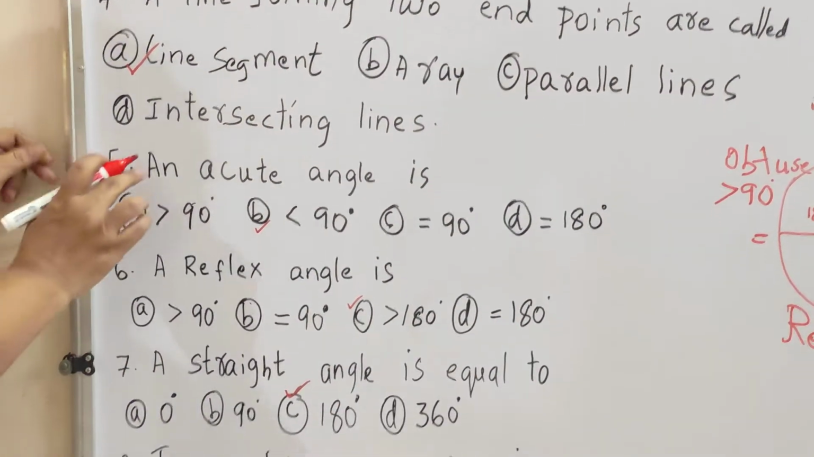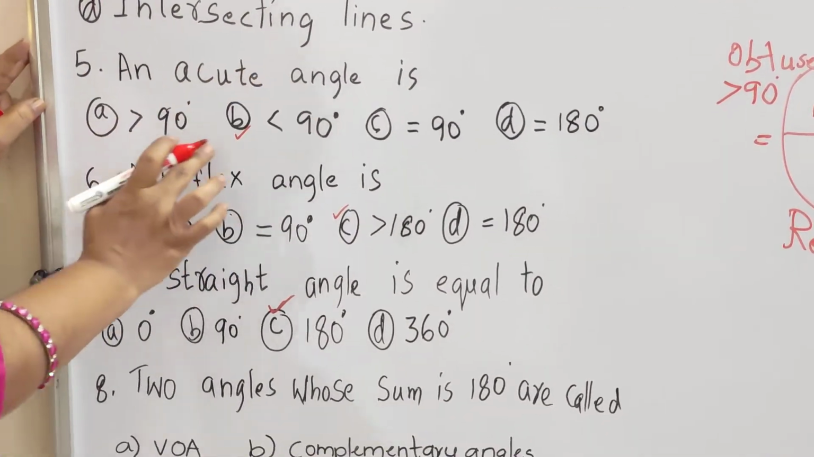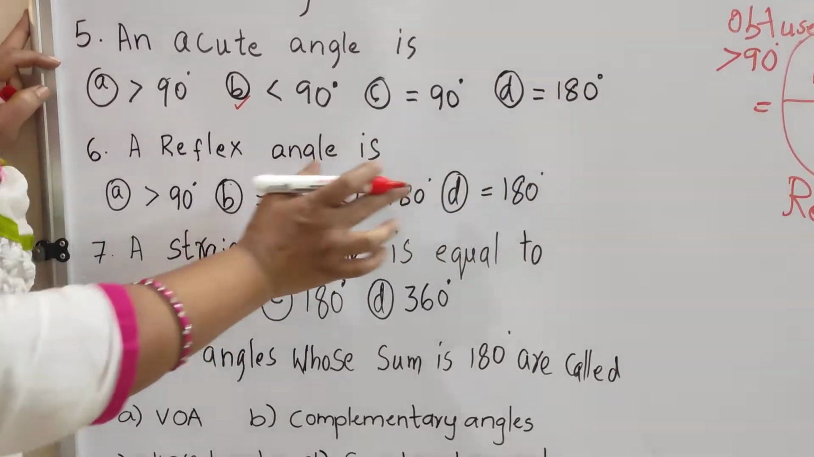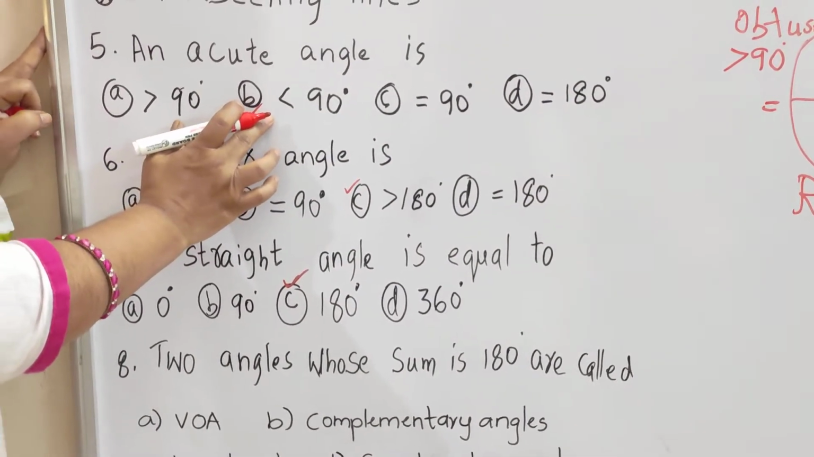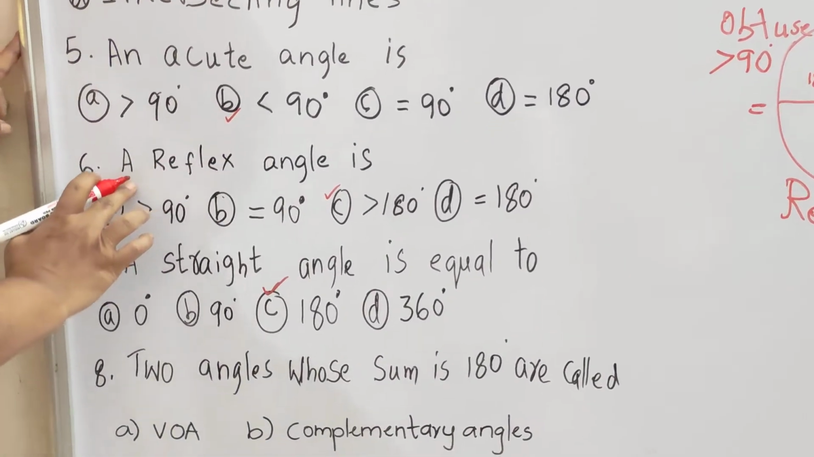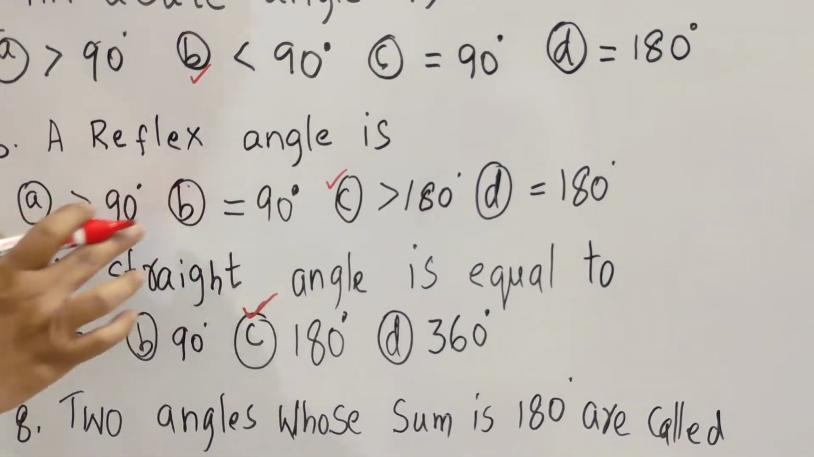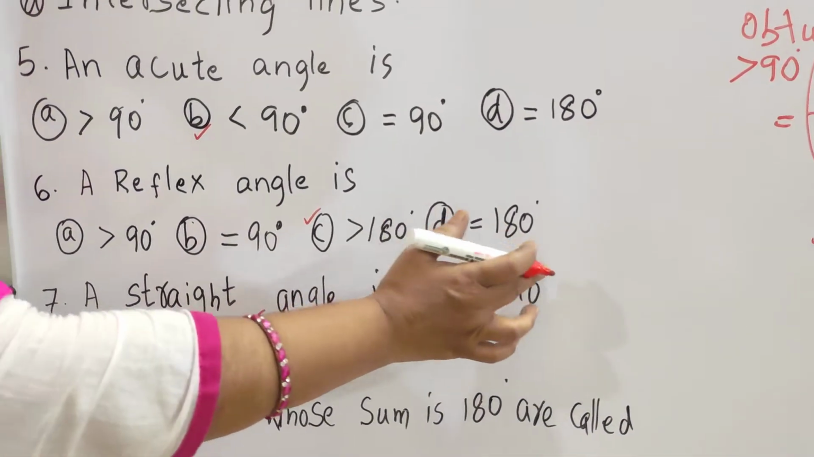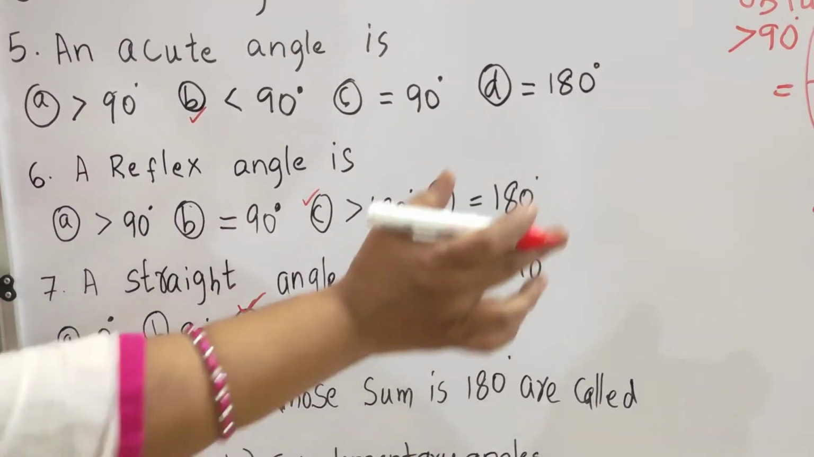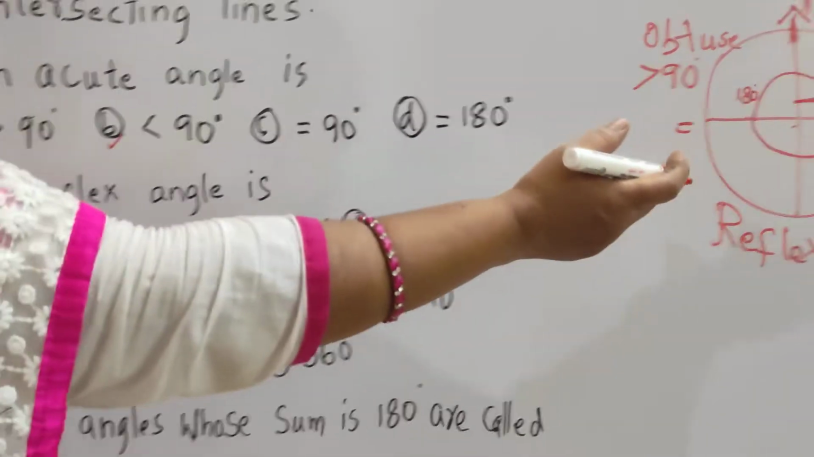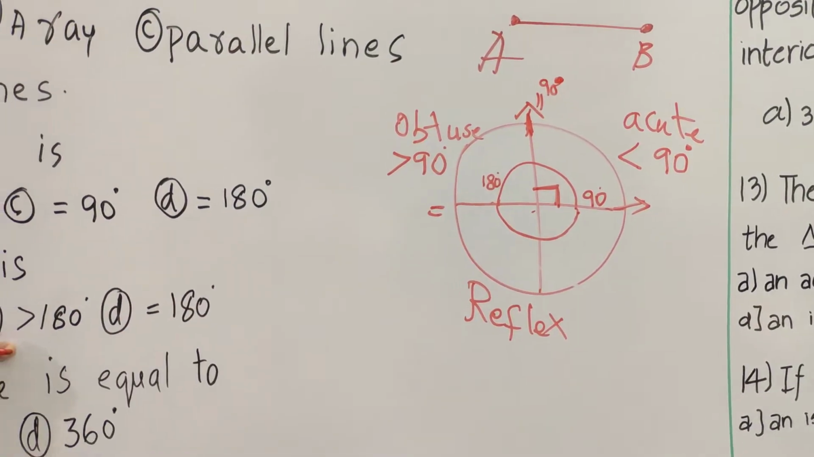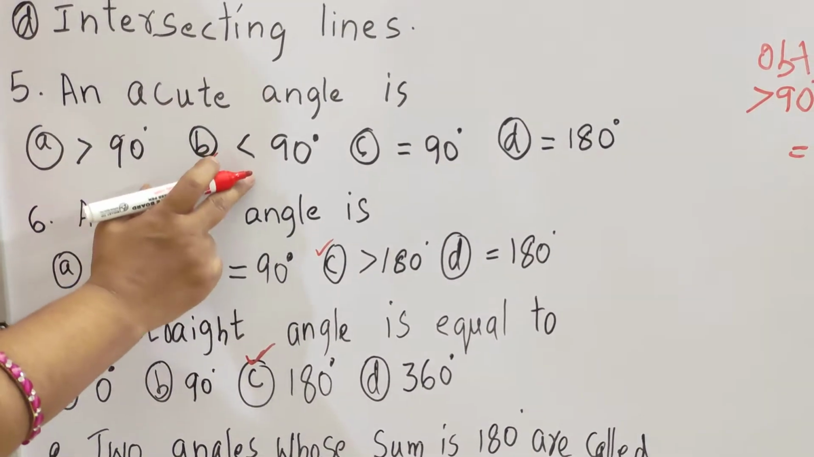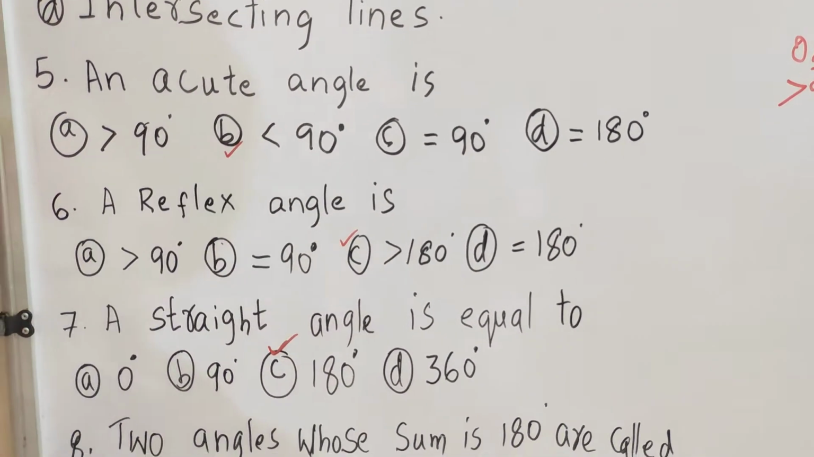Let us see. An acute angle is greater than 90, less than 90, equal to 90, 180 degree. So what is the answer? It is less than 90 degree. Then a reflex angle is greater than 90, equal to 90, 180, greater than 180 degree, equal to 180 degree. So as I told you, greater than 180 degree means reflex angle. So this is the right option, okay. And acute angle less than 90 degree. So this is the right option.